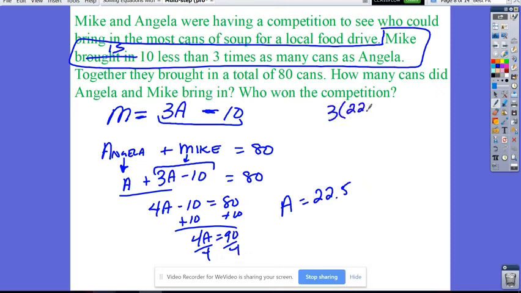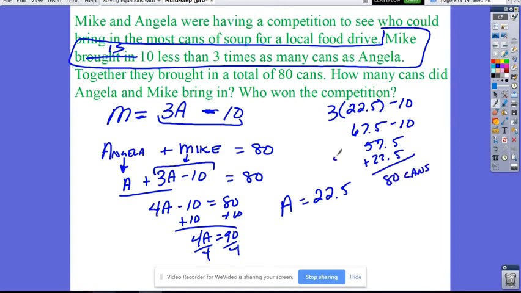3 times 22.5 is 67.5, minus 10 is 57.5. So Mike brought in 57.5 apparently. He brought in half a can, Angela brought in half a can. Together, add those up, that equals 80 cans, sure. So I guess Mike won.